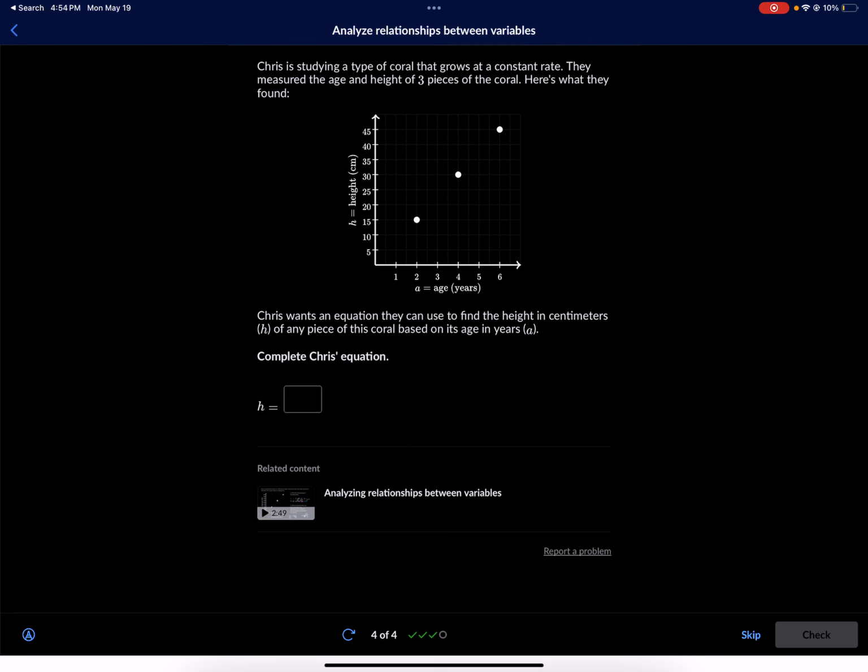Okay, that's the last of it. Chris is studying a type of coral that grows at a constant rate. They measure the age and height of 3 pieces of the coral. Here's what they found. Okay, I'll let you guys do this on your own, and then we'll do it together.